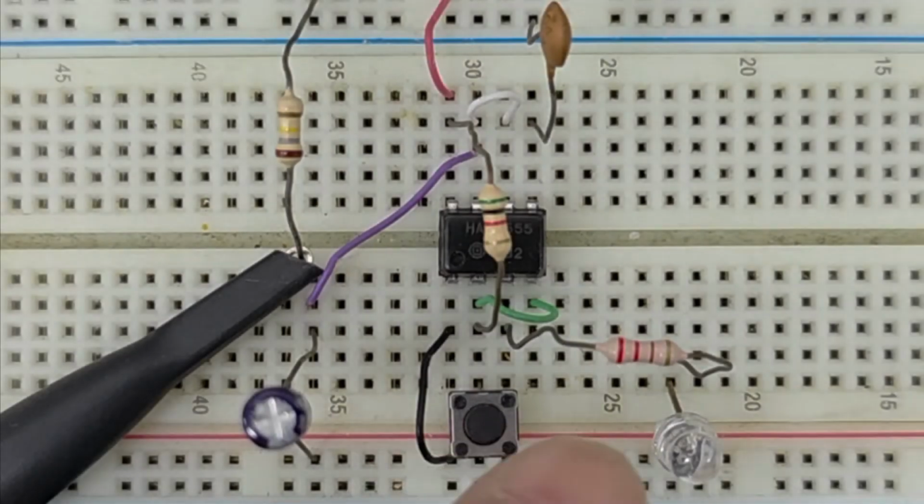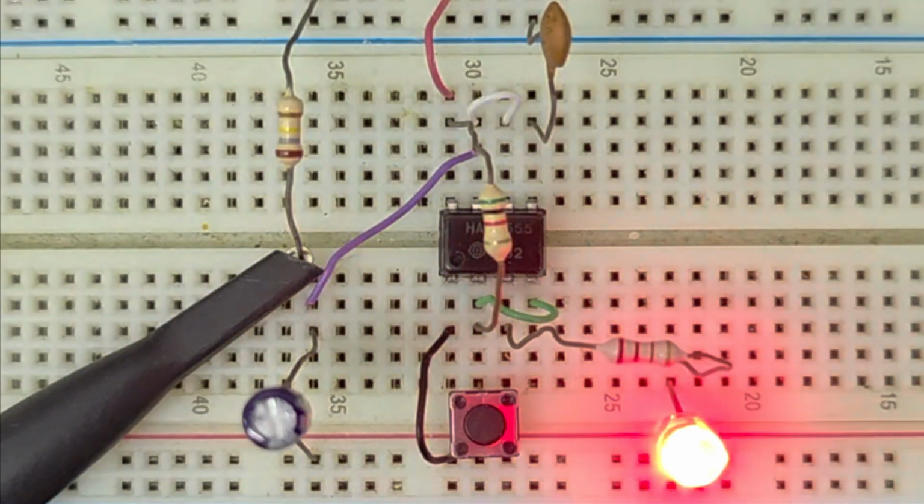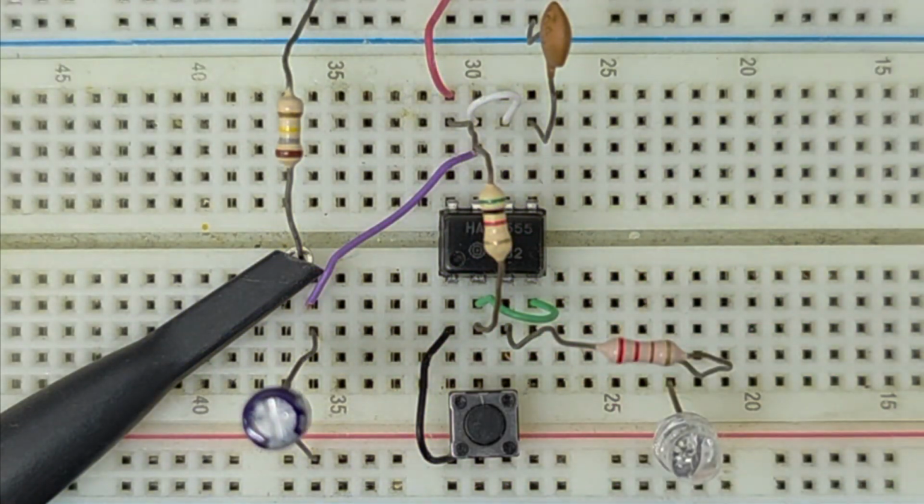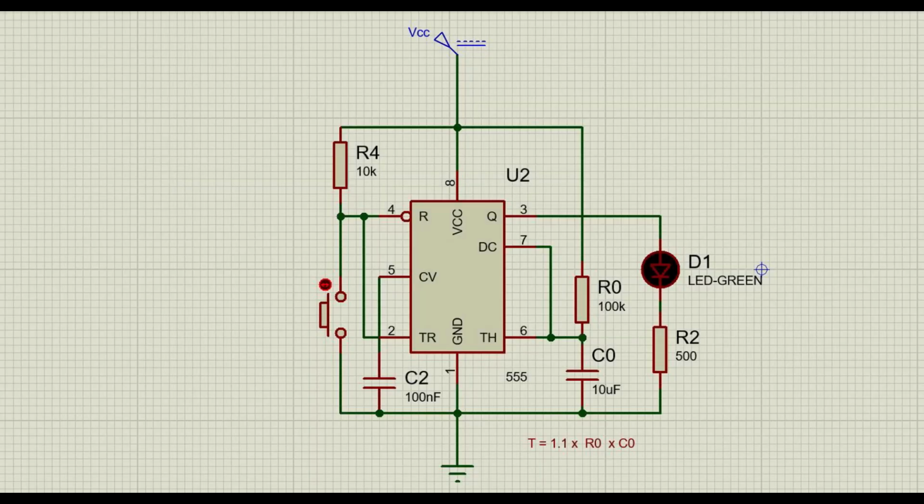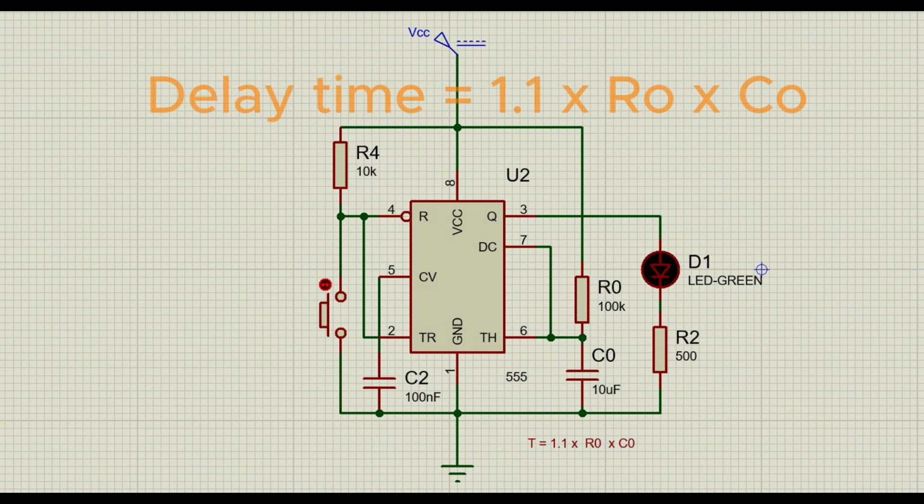Number one, timer circuit. We can easily create a timer signal generator circuit using IC555. The circuit does not require many components, only resistors and capacitors. From the equation, we get the delay time. Delay time equals 1.1 times R0 times C0.